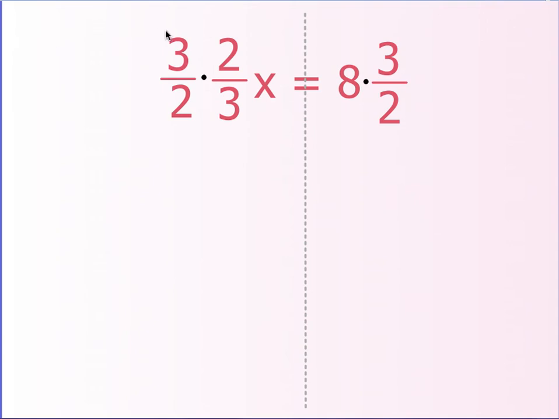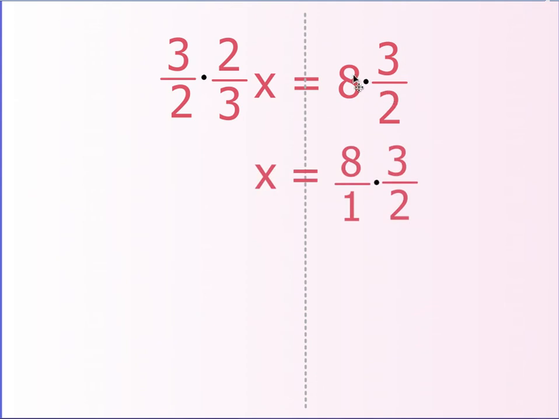On the left-hand side, 3 times 2 gives me 6. 2 times 3 gives me 6. My new fraction is 6 over 6, which reduces to 1. And 1 times x is just x.